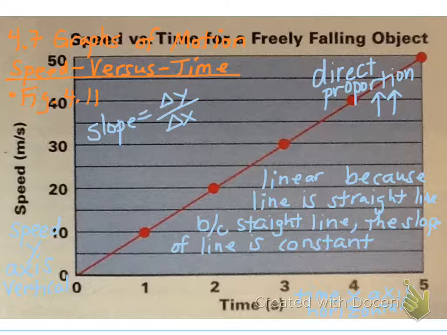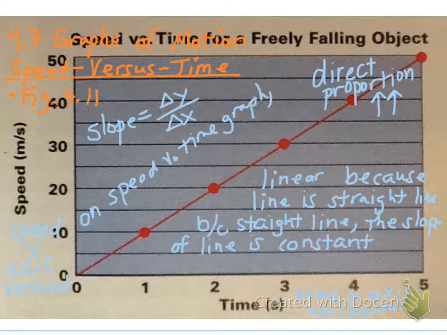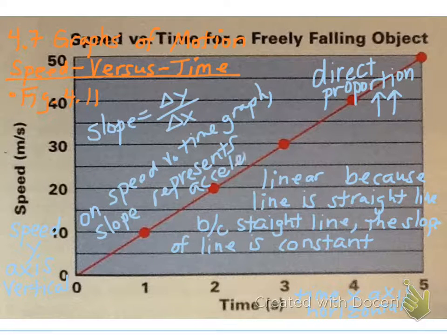Okay. What's important about this is on this speed versus time graph, the slope represents acceleration. So this slope is actually the acceleration. Okay, so that's all we're going to kind of talk about this. We're not going to do a lot of graphing.